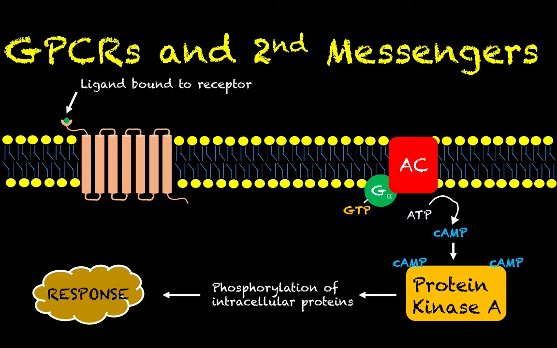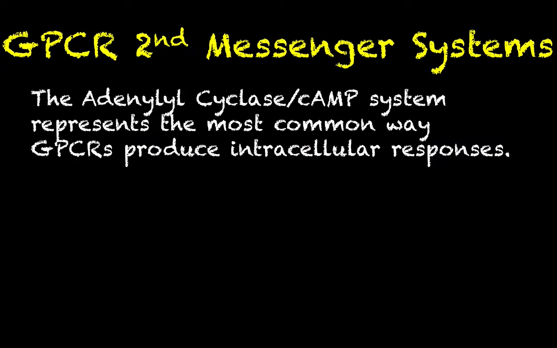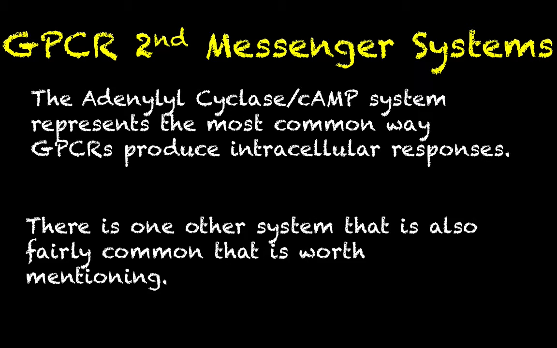So we will see plenty of examples of these types of second messenger systems and what they specifically do in target cells in the future. So this adenylyl cyclase / cyclic AMP system, like I said, it's probably the most common way that G protein coupled receptors produce intracellular responses in the human body.